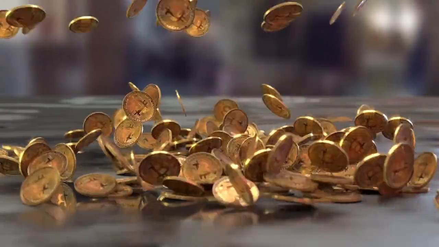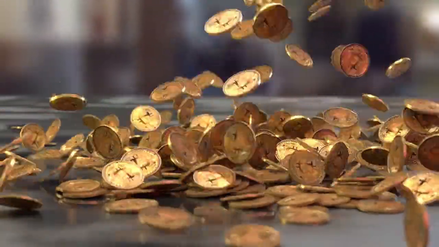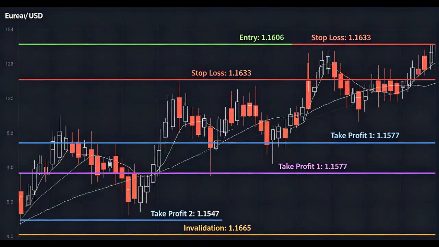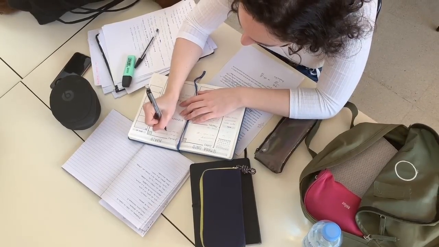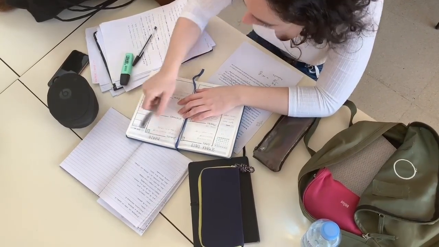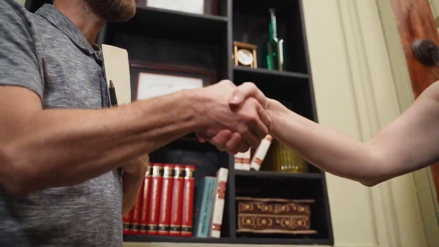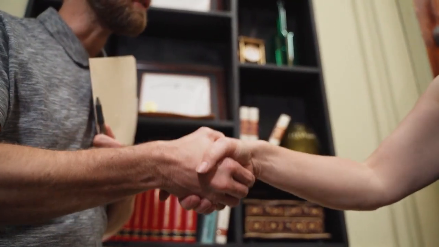Once that target is hit, move your stop to entry and let the second target at 1.1550 run. Use a trailing stop of 20 pips on the remaining position once price trades below 1.1595. This setup captures the grind lower while respecting the compression zone.